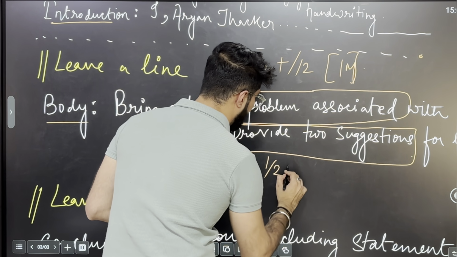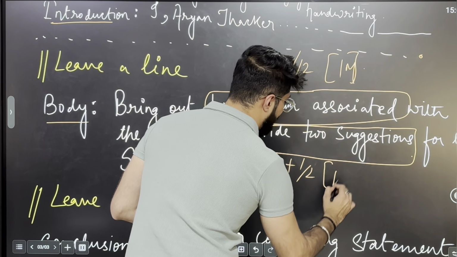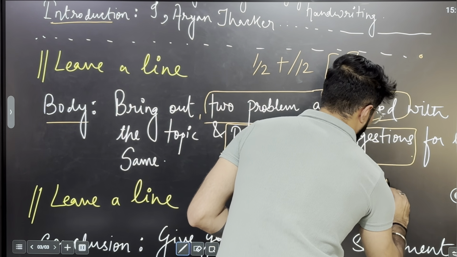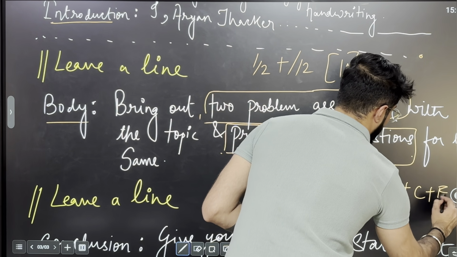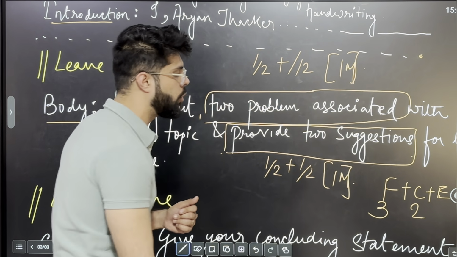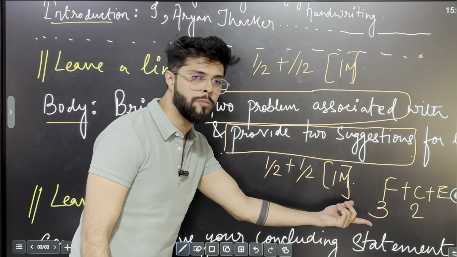So that will also add up to half plus half, which becomes 1. And that's where you get 2 marks for your content. जो F plus C plus E होता है. If you correctly do the format, you will get 3. And if you have brought out 2 problems and 2 solutions, you will get your 2 marks for the content part.